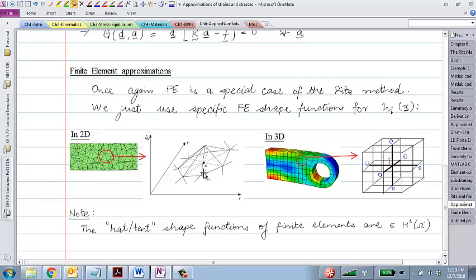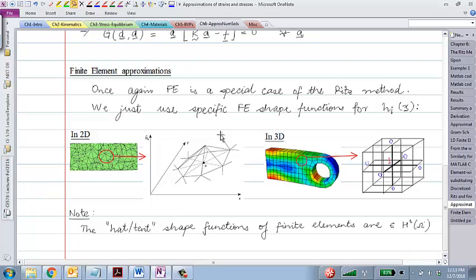At each node, I will have a function that goes to the value 1 there and 0 at every other node, correct? That was the approximation function that we chose in 1D. In 2D, the approximation function would be like, for example, a patch of triangles, and at the common node of those triangles, the value of the function would be 1, and at all the surrounding nodes and all other nodes, the value of the function would be 0.